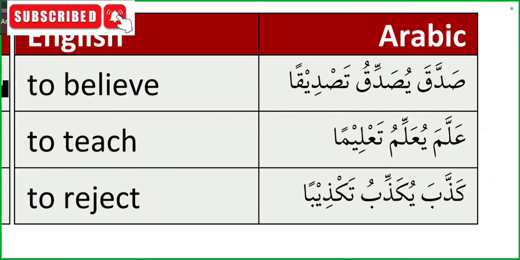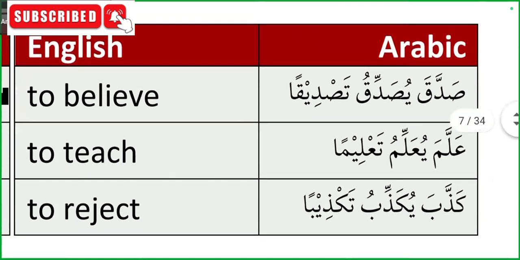Now فعل مضارع معروف is يصدق. يصدق يصدقان يصدقون تصدق تصدقان يصدقنا تصدق تصدقان تصدقون تصدقين تصدقان تصدقنا أصدق نصدق. Very good, mashallah. أحسنتي.